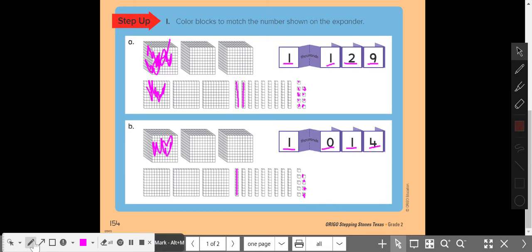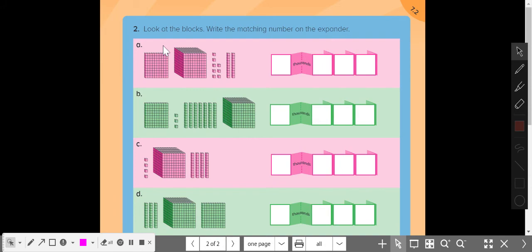On the next page, you are going to practice filling in the place value charts again. It looks like this. It says, look at the blocks. Write the matching number on the expander. So this is similar to what we did yesterday, except this time the blocks are not in order. So please pay attention to which blocks you are counting. For the thousands place, we're going to be counting the thousands cubes. For the hundreds place, we need to count the hundreds blocks. For the tens place, we need to count the tens rods. And for the ones place, we need to count the ones cubes.